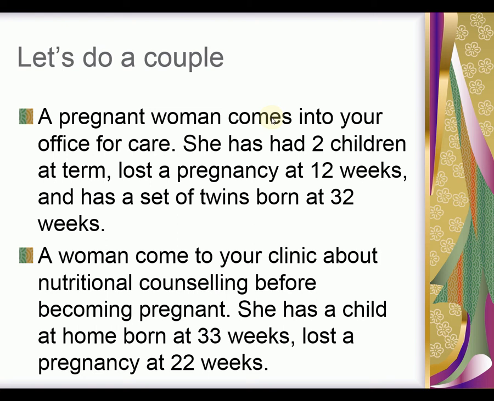And she's pregnant right now. She hasn't given birth, so she's had a loss. She's had a set of twins, so she's got living 4, AB1, term 2. Does that make sense? Okay. Next one, take a look at.